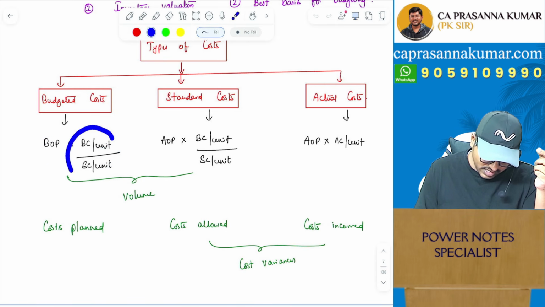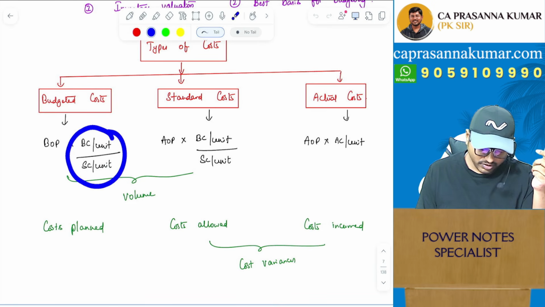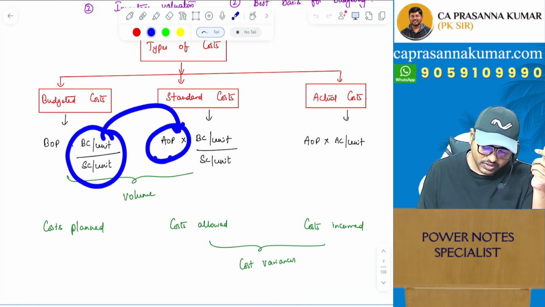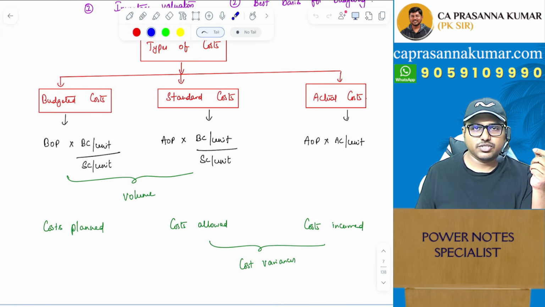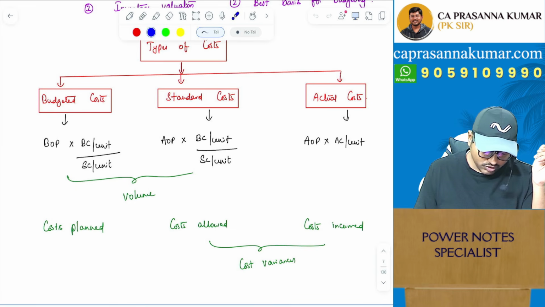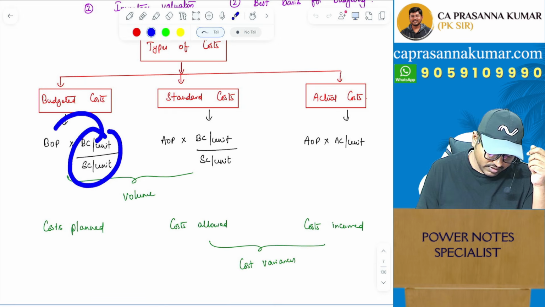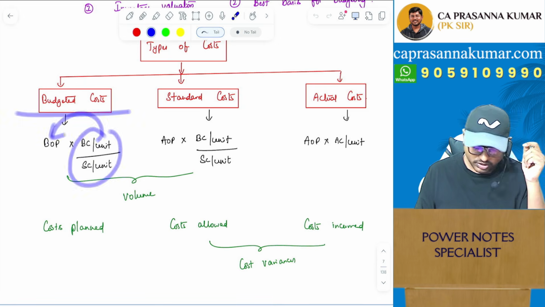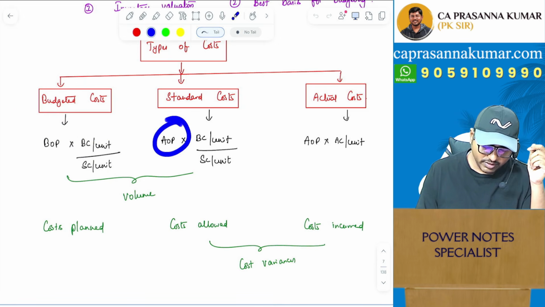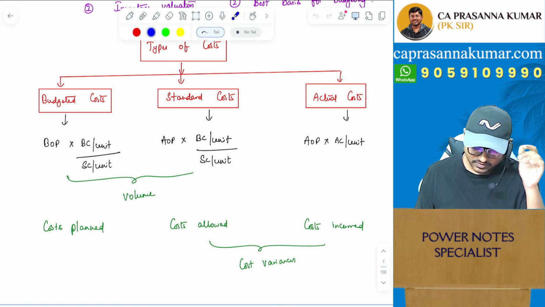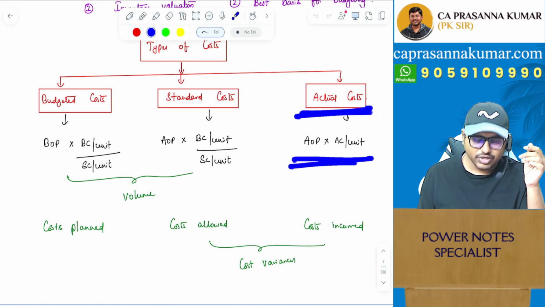You take the same budgeted cost per unit or standard cost per unit, you multiply that with actual output, then it becomes standard cost. Am I clear? So budgeted cost per unit or standard cost per unit, both are same. You multiply that with budgeted output, it becomes total budgeted cost. You multiply the same with actual output, it becomes total standard cost. Of course, actual cost is nothing but actual output into actual cost per unit.